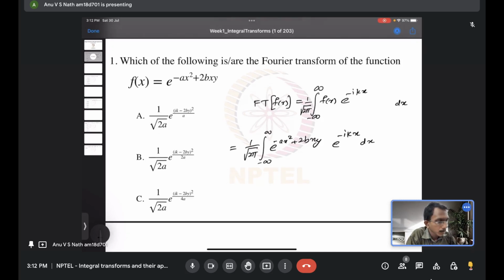So I hope you have watched the video. In that there is a section where this kind of a function appears, and how the professor did it is that he completed the squares. So the same approach we are going to use here. First we combine the exponential terms. So e raised to minus x square plus 2bxy minus ikx dx.